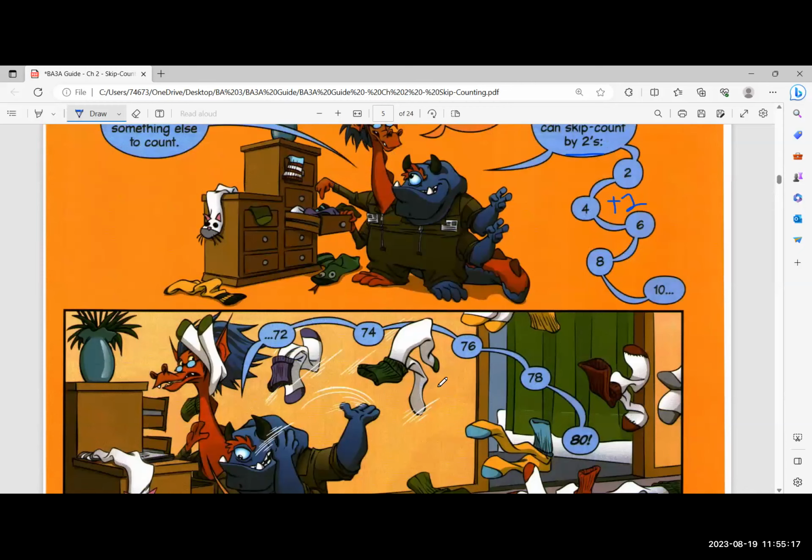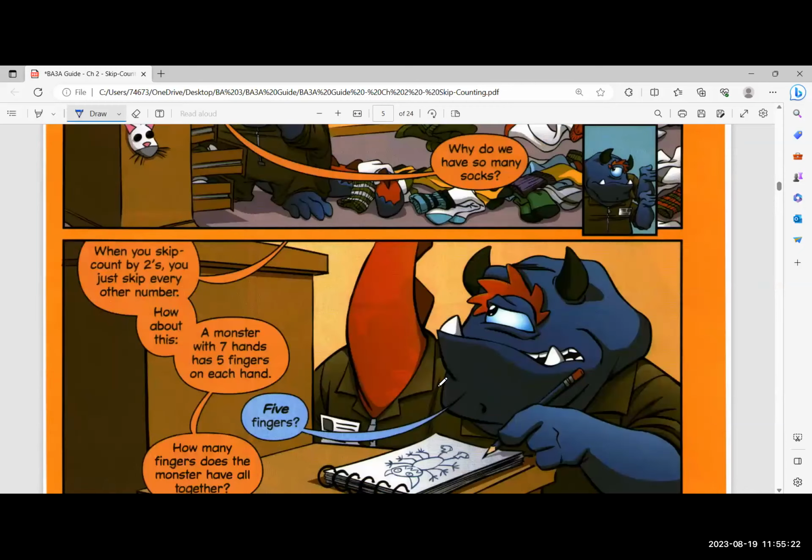We have even numbers only. So we skip, and odd numbers and even numbers always come together. So it's one odd, one even, one odd, one even. And if we skip every other number, then we would skip all odd numbers.